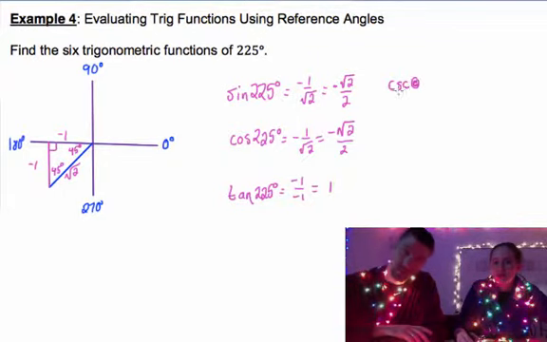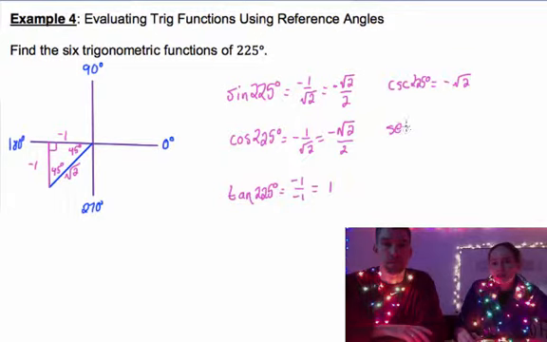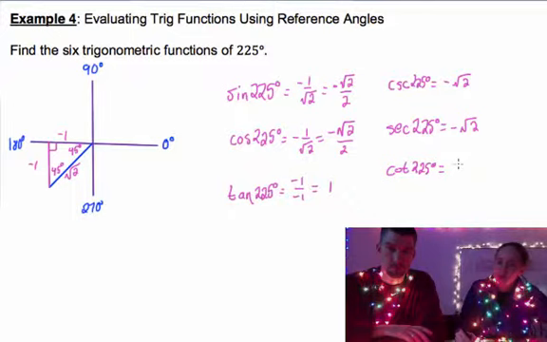Cosecant of 225, we totally know what it is. Flip sine, so that should be negative square root of 2. Secant is negative square root of 2. And cotangent, we flip 1, and it's 1. That 1's an easy flipper.